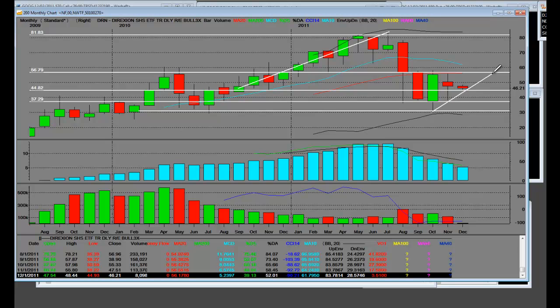is working its way up through here, but the tops are getting lower. That means that there's a problem. Until you can trade over here and consolidate and break higher, this is at risk at support level on the DRN bull 3x.